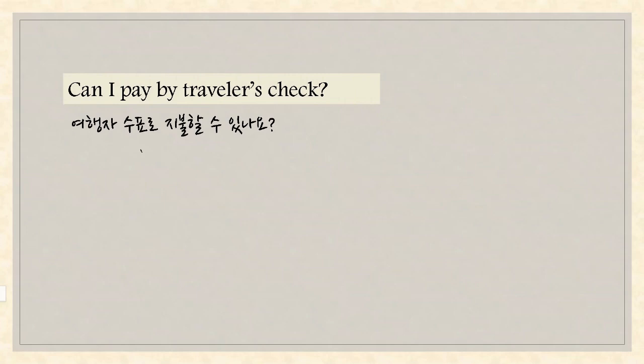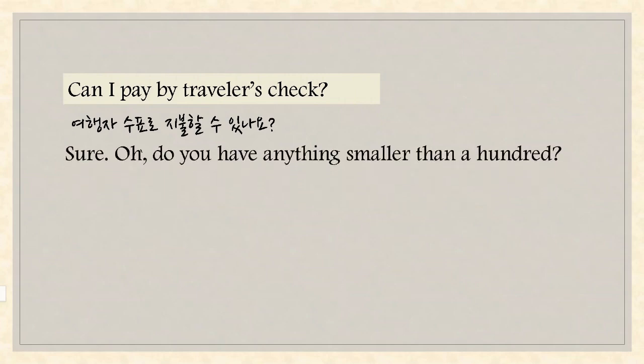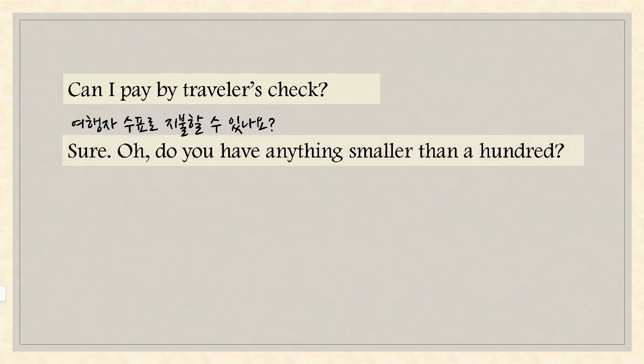Sure. Oh, do you have anything smaller than a hundred?